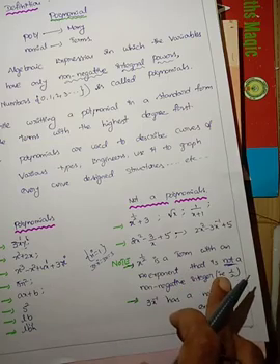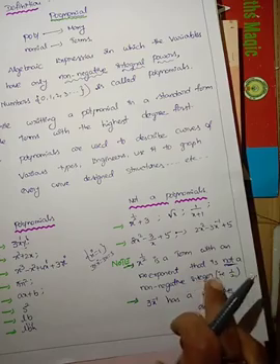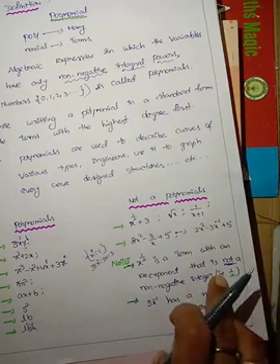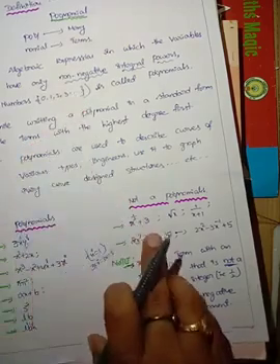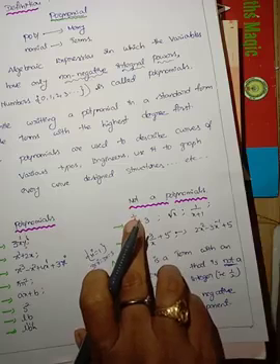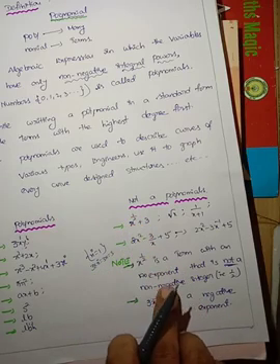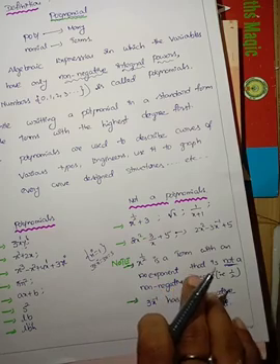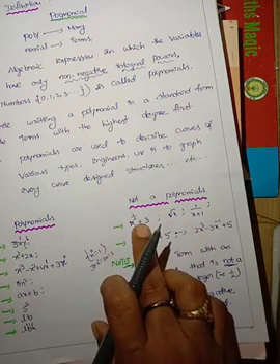So 1 by 2 is not a non-negative integer. It means 1 by 2 is not a whole number. What are the whole numbers? 0, 1, 2, 3 and so on are the whole numbers. Here, what is the exponent of x? It is 1 by 2. 1 by 2 is not a whole number. It is not a non-negative integer. So x power 1 by 2 plus 3 is not a polynomial.